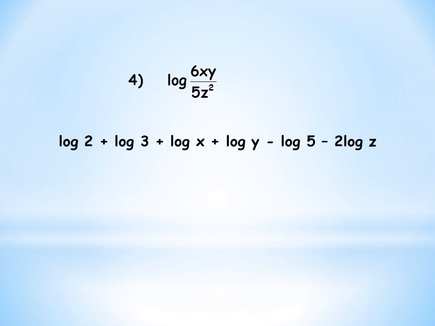All right, so I have to remember that I have to break the 6 into a prime, so it'll be log 2 plus log 3 plus log x plus log y. The 5 and the z squared are in the denominator, so it'll be log 5 minus 2 log z, because I actually have 2 log z's in the denominator.